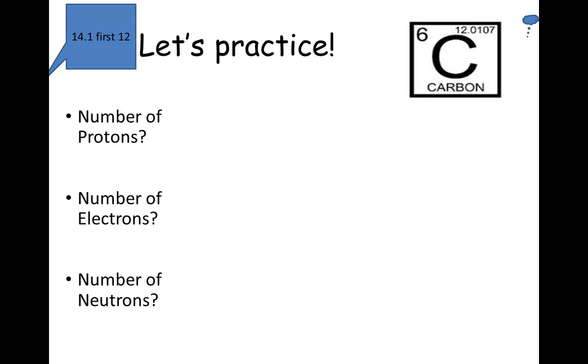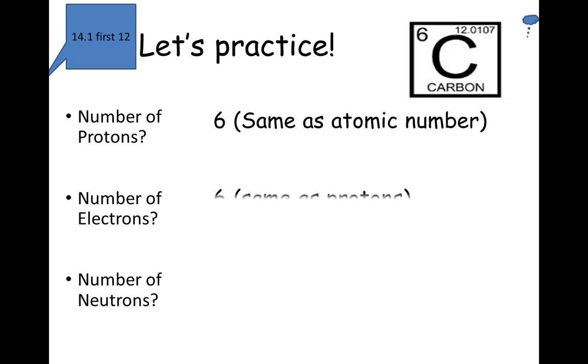Last one. Try this out on your own. Here I have carbon, and there is a card for carbon up there. It's number 6 on the periodic table. Its atomic mass is 12.0107. So the number of protons, of course, is 6. Its atomic number is 6. Electrons, same as the number of protons, so it should be 6 as well.